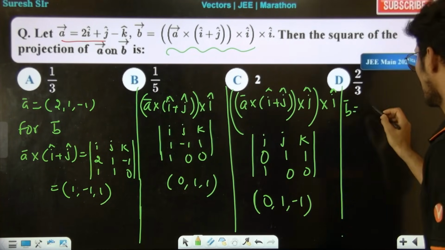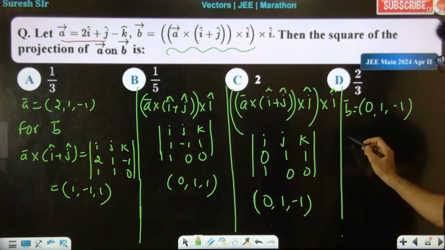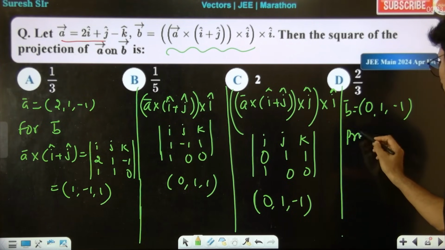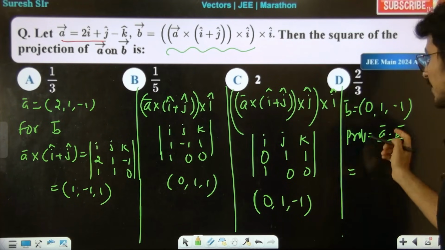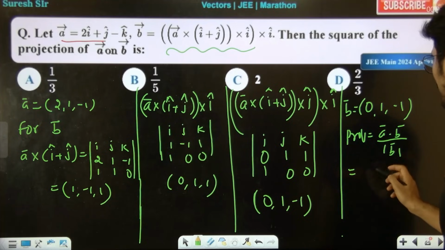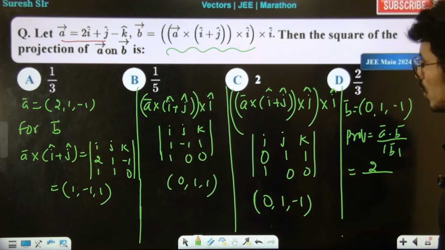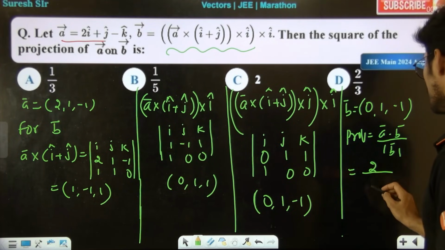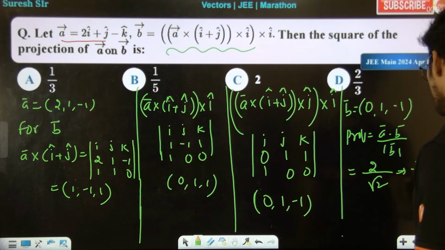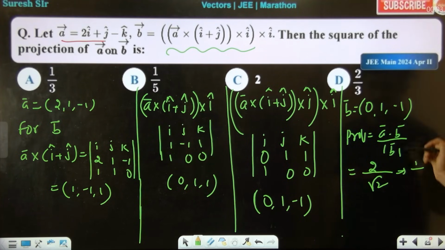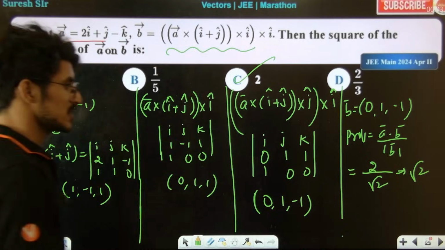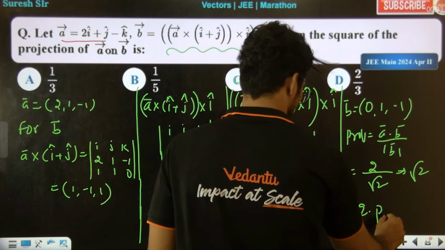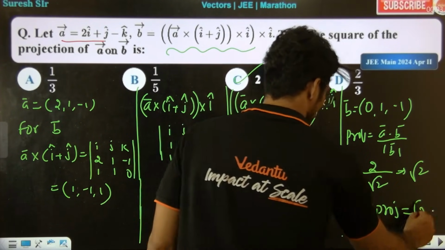Then what is the b vector? The b vector is going to be 0 1 minus 1. So projection is a dot b by magnitude of b. So a dot b is 0 plus 1 plus 1, so 2, yes or no, 1 plus 1 is 2, divided by the magnitude, root 2. So the square is basically 2, that is the answer. Check. Yes or no? They are asking the square of the projection, which is 2, so option C.